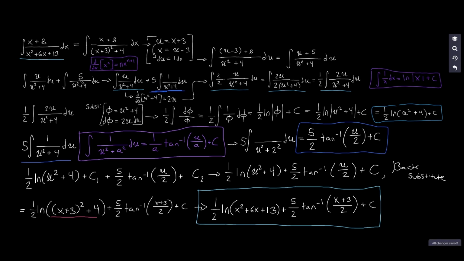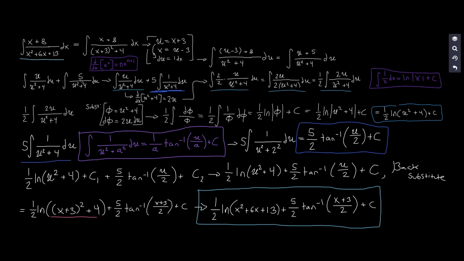The indefinite integral of x plus 8 over x squared plus 6x plus 13 integration with respect to x is 1/2 times the natural logarithm of x squared plus 6x plus 13 plus 5/2 times arctangent of x plus 3 over 2 plus arbitrary constant.